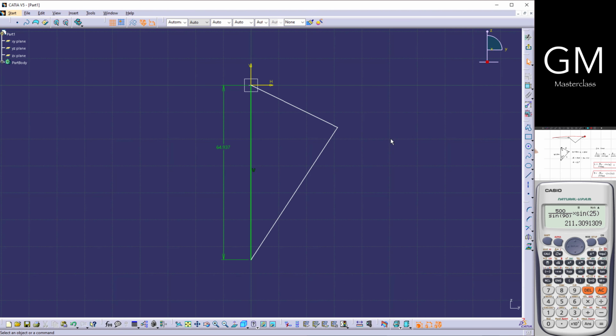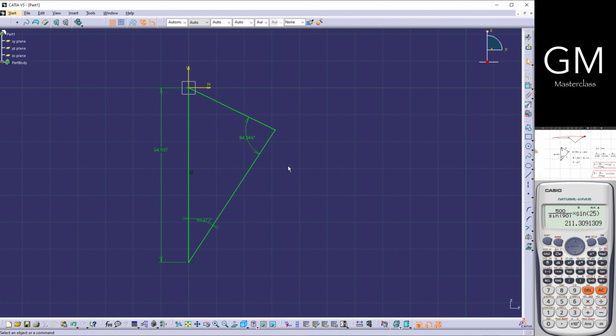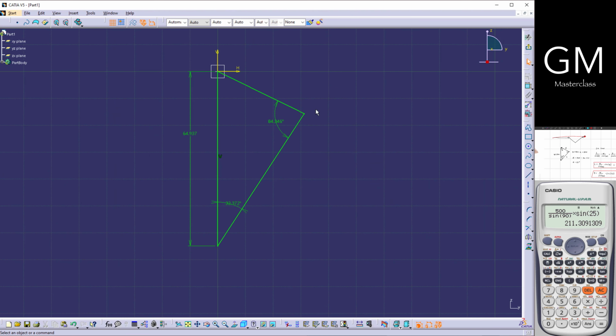Right here I have this measure. Right here I have this angle, and I have this angle. Yep, this angle. So as you can see, the software is showing me in green that everything is defined and that I cannot move anything. Remember that you have some tutorials regarding this tool, CATIA V5, within the channel for you to learn how to use it, okay?